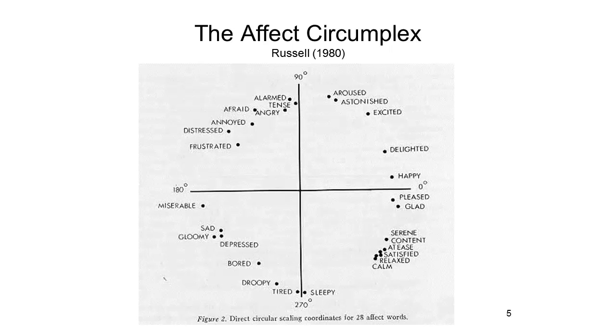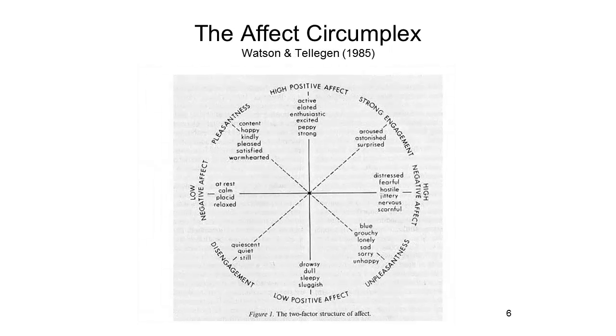Something like Russell's affect circumplex, this two-dimensional arrangement of emotional states, is probably the most popular view of emotion, both among psychologists and among people at large. But as intuitively appealing as something like the Russell affect circumplex is, it might not necessarily be right. While we usually think of positive and negative affect as polar opposites, the more positive affect you have, the less negative affect you have, and vice versa, David Watson and Auke Tellegen have suggested that positive and negative affect are, in fact, two independent dimensions of emotional experience.